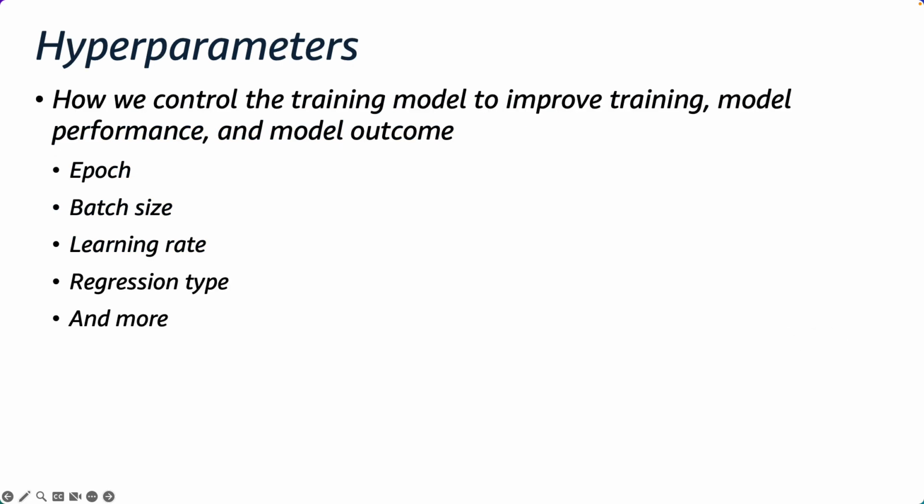And an important part of training machine learning models is hyperparameters. And we've mentioned hyperparameters a few times already. Hyperparameters are how we control a training model, kind of like knobs that we can control to affect how a model trains, improve model performance, and the model outcome. But all of this depends on the algorithm we use and the implementation of that algorithm. I just mentioned that we've discussed hyperparameters throughout the course so far. Can you think of a few examples of hyperparameters that I've mentioned? Well, we just mentioned epoch count, but there's also batch size, learning rate, and regression type.